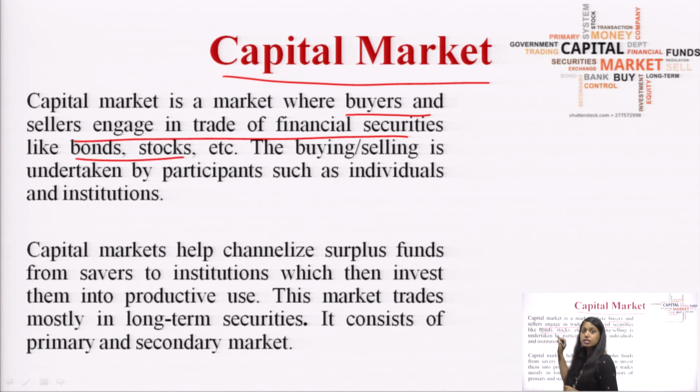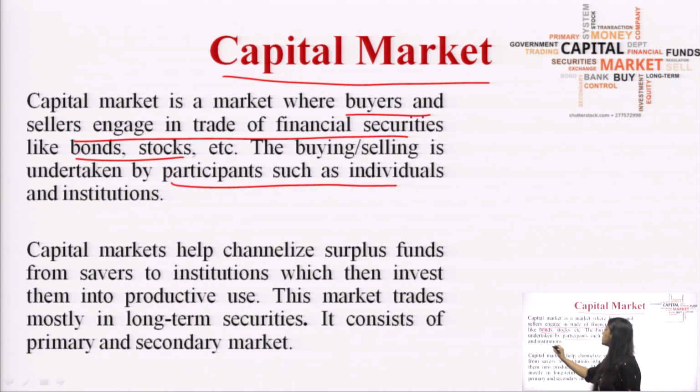And what are the financial securities over here? The financial securities over here are the bonds and the stocks. The market where you can deal with the long term assets. The buying and selling is undertaken by participants such as individuals and institutions. So, who are the people involved in this market? The people who are involved in this market are the individuals and the institutions.